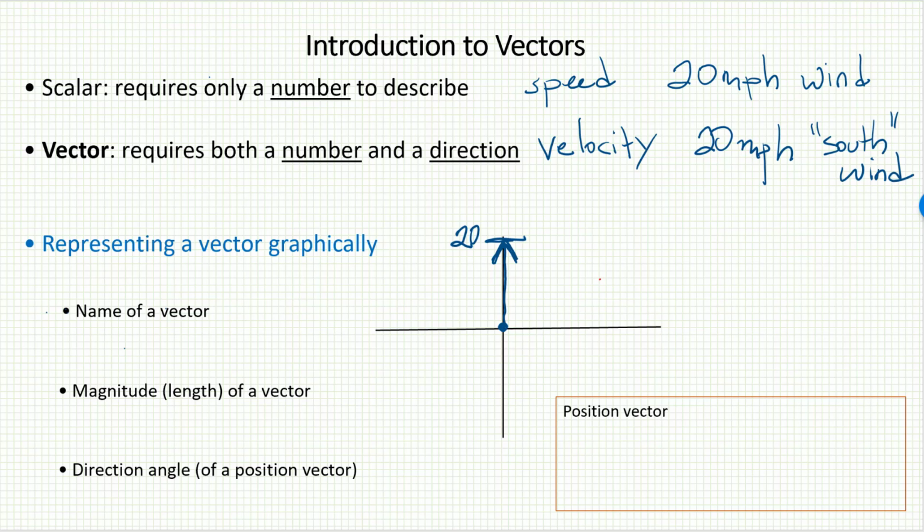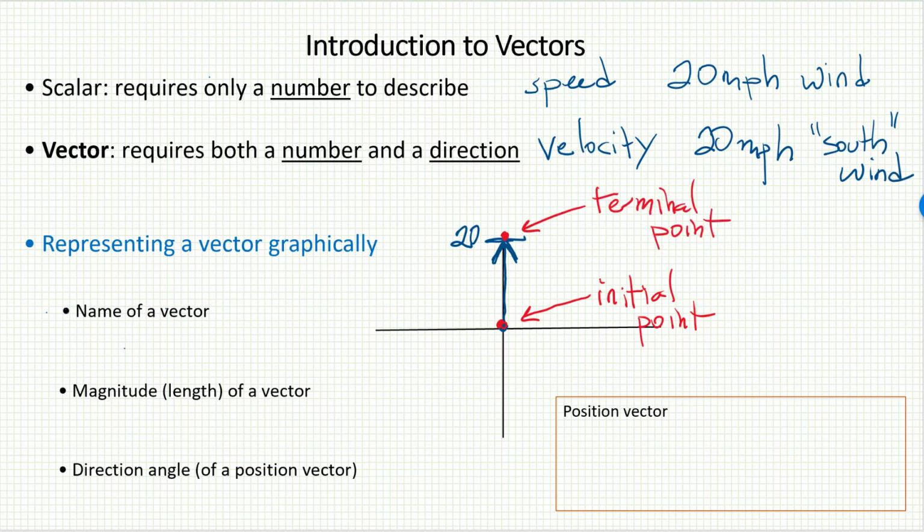The arrow does not mean that this continues on forever. It's not like a line. This is a fixed length arrow. The arrow symbol simply indicates direction. By the way, the point where the vector starts is called the initial point, and the point where the vector stops is called the terminal point.